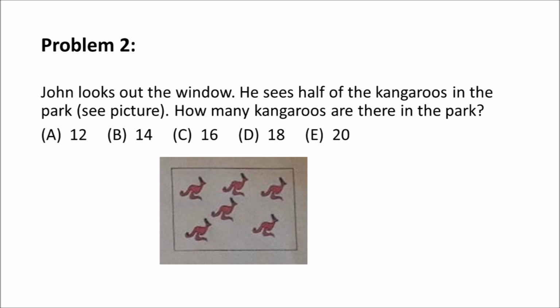Problem 2 reads, John looks out the window. He sees half the kangaroos in the park. See the picture below. How many kangaroos are there in the park? The answers given are 12, 14, 16, 18, and 20.